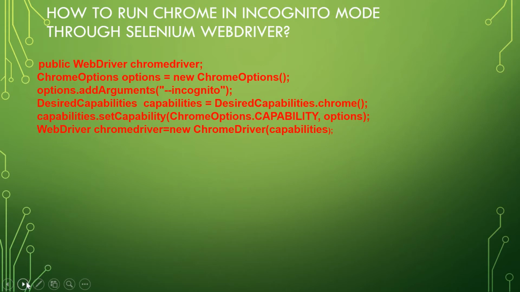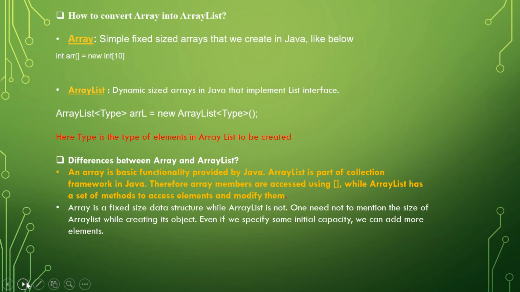Okay, let's move on to the next question: how to convert an array into an ArrayList. Before that, let's understand the basics of array and ArrayList. For example, you have a sentence, like "I love Taj Mahal." In that sentence, you have to find the highest repetition of an alphabet, meaning how many times one alphabet has been repeated, and the highest number of times. That will be the question.